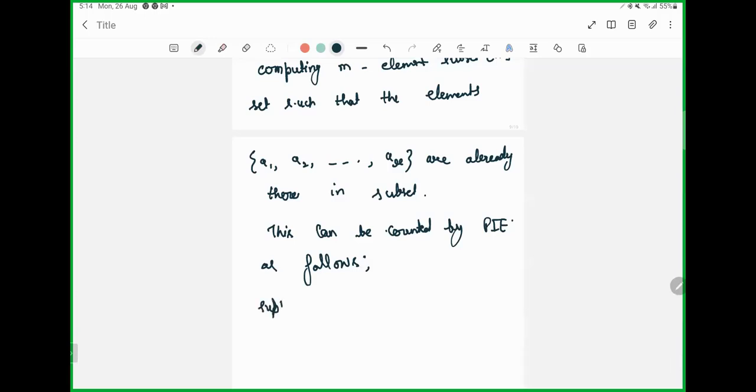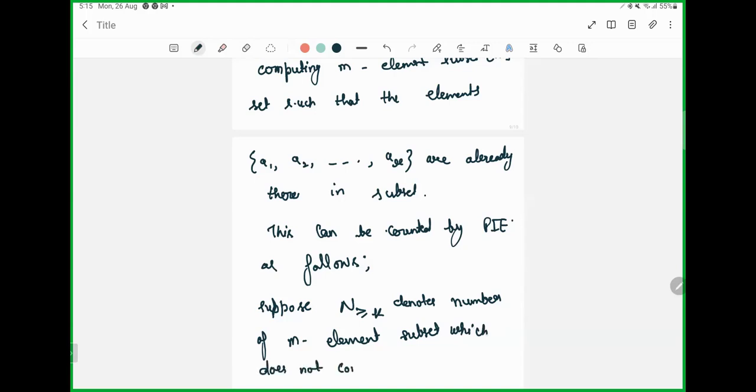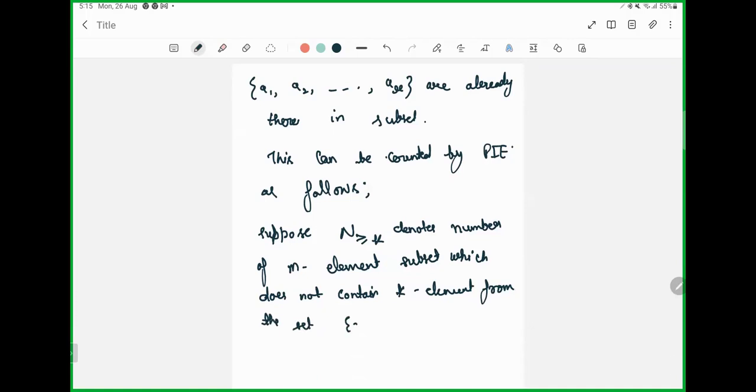So suppose n is greater than or equal to k, and this denotes the number of m-element subsets of the set which do not contain k elements from the set A1, A2.